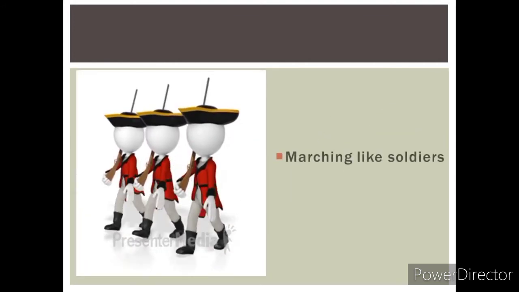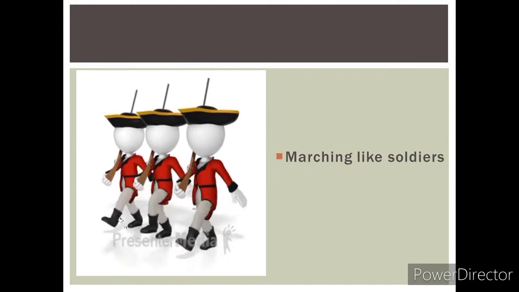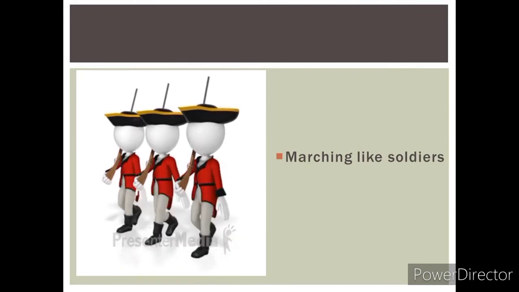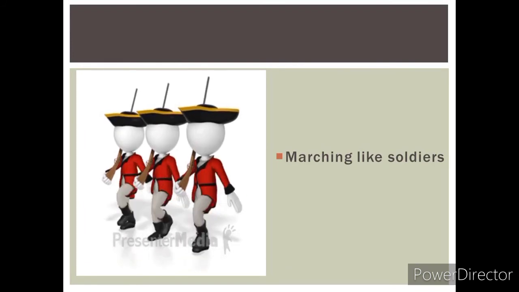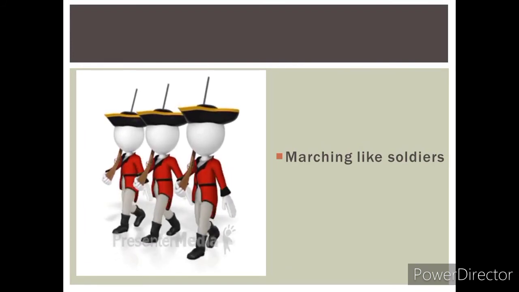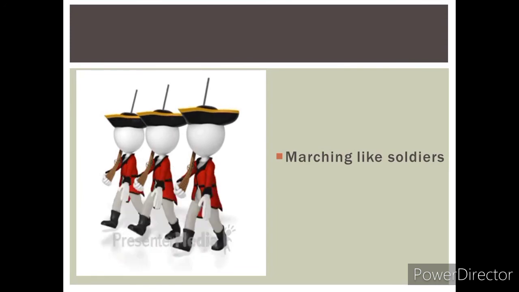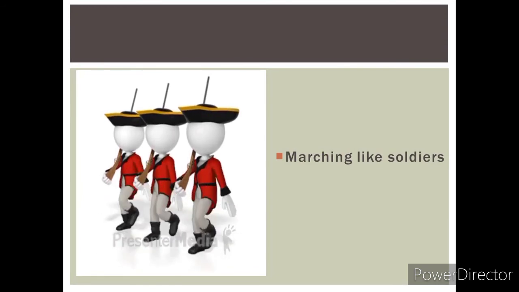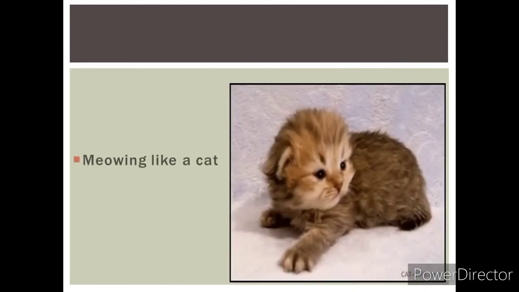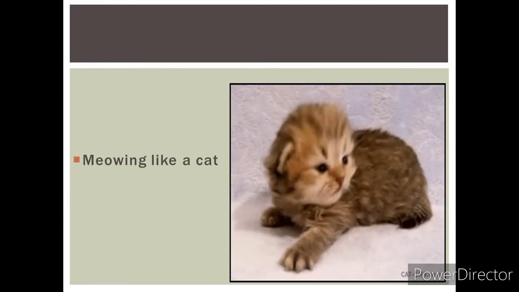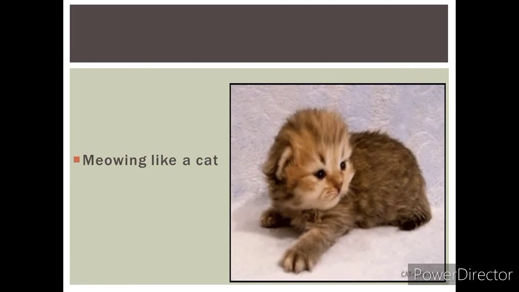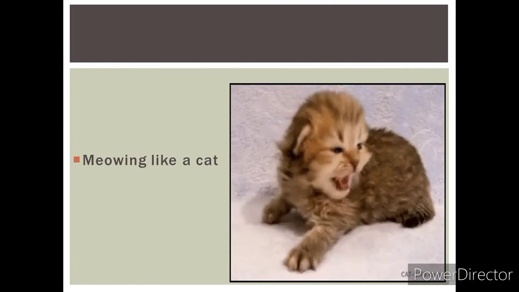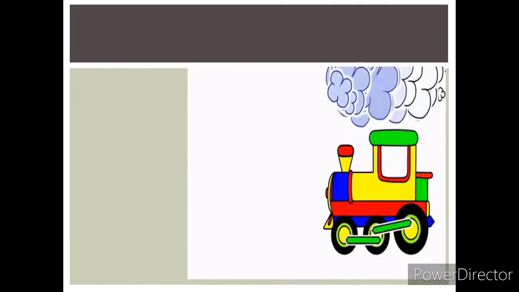We must have seen soldiers march. Soldiers marching is a very unique rhythmic activity that is done by man. As the soldiers march, they move from one direction to another following a rhythmic step. Also, we have meowing like a cat. The cat also follows a rhythmic activity, which makes them do a repeated pattern as they meow.